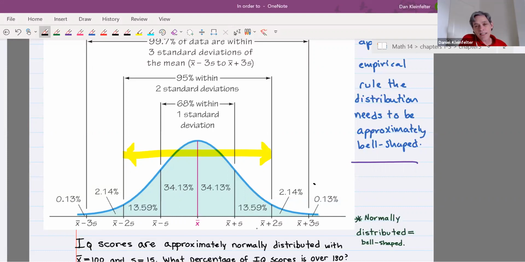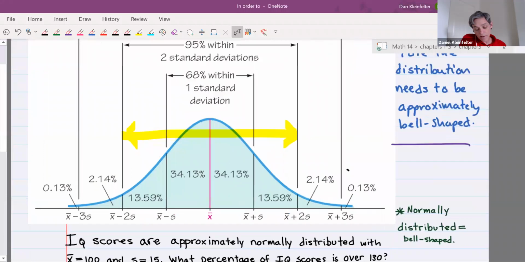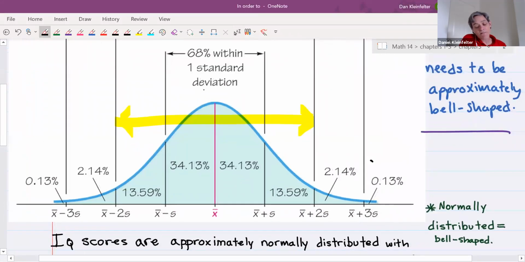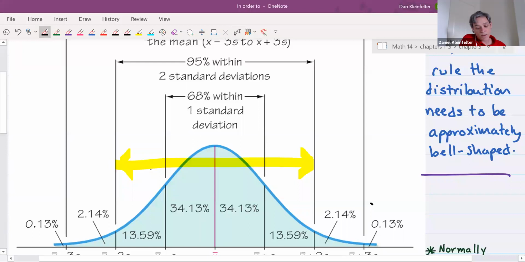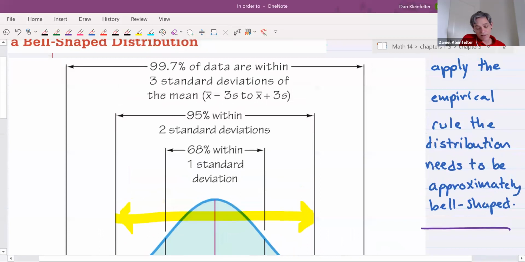And if you have a set of data that does have this distribution, that is, the data is distributed in this way, it turns out that about 68% of the data will lie within one standard deviation. About 95% of the data will be within two standard deviations. I've marked that here with the yellow arrow because that was familiar from before. 95% within two standard deviations, 68% of the data within one standard deviation, and then almost all of it, or 99.7% of the data within three standard deviations of the mean.